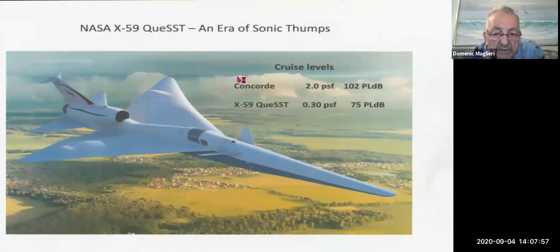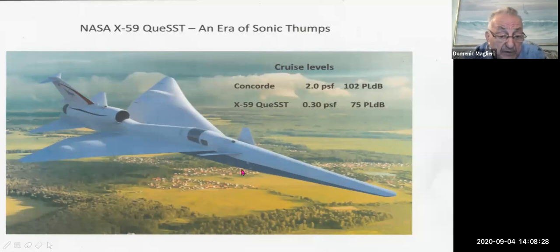Give you an idea of the difference. Concorde had an overpressure of 2 in cruise, beginning cruise, and then 102 PLdB. Now, a couple of things. One, this does not represent the design of a supersonic business jet. This, to me, was a boombox. Its design purpose is to fly at Mach 1.4 at 55,000 feet and generate that kind of a loudness level for the people on the ground.